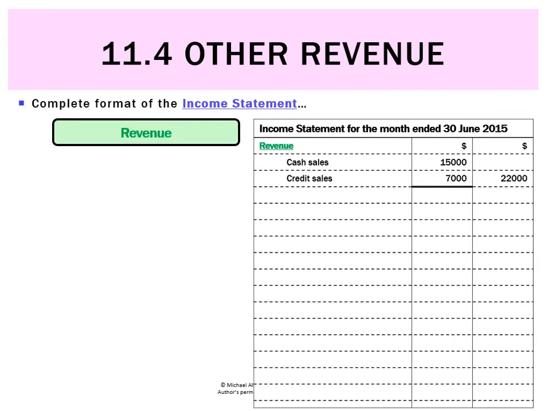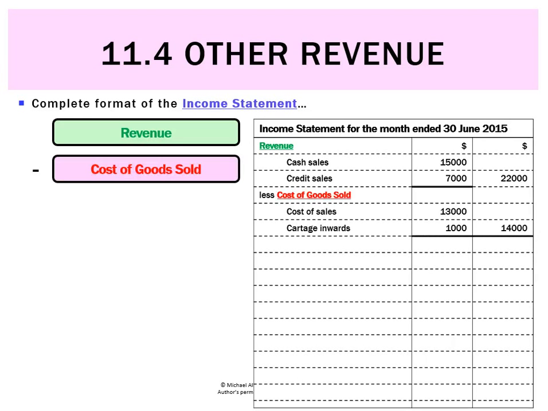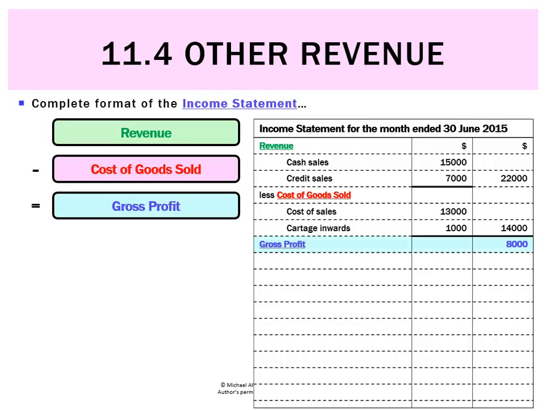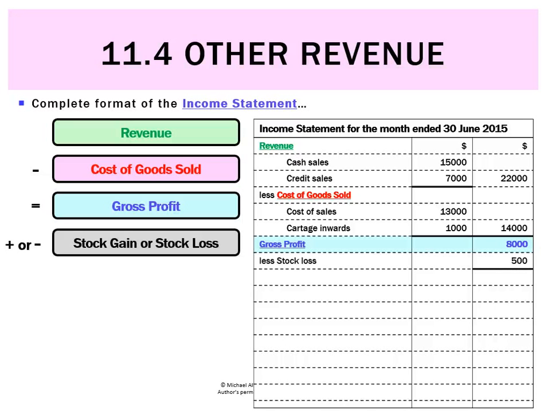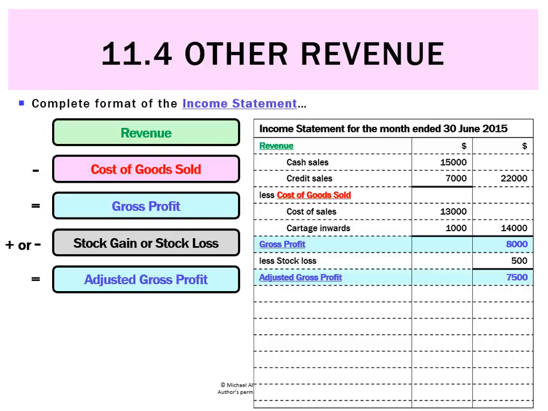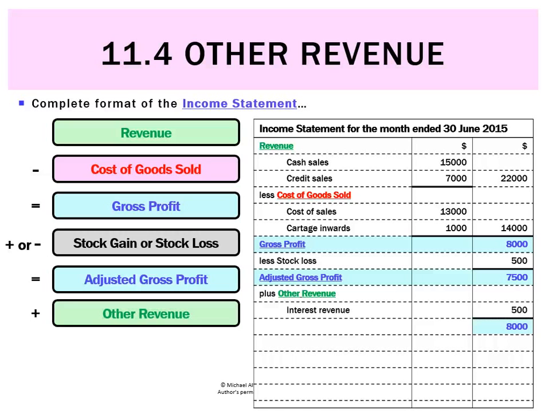Looking at the now complete format of the income statement, we've got revenues, less cost of goods sold, which we knew about, is gross profit, still the same. Here, less stock loss, add in stock gain or less stock loss to give us adjusted gross profit. Here's where it gets a little bit different. Now what we did was less other expenses. What we're actually going to do is add in the other revenues. You can see for this business, there's only interest revenue, but that could be a discount or it could be rent revenue, for example. So that's where that section goes.